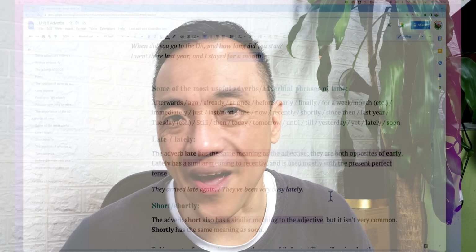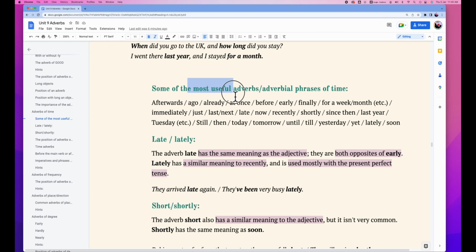And there are many different adverbs of time. Let's take a look. What are they? Some of the most useful adverbs of time or adverbial phrases are afterwards, ago, already, at once, before, early, finally, for a week or for a month, etc. Immediately, just, last or next or late, now, recently, shortly, since then, last year, and a specific day like Tuesday, Monday, etc. Still, then, today, tomorrow, until, till, yesterday, yet, lately, soon.